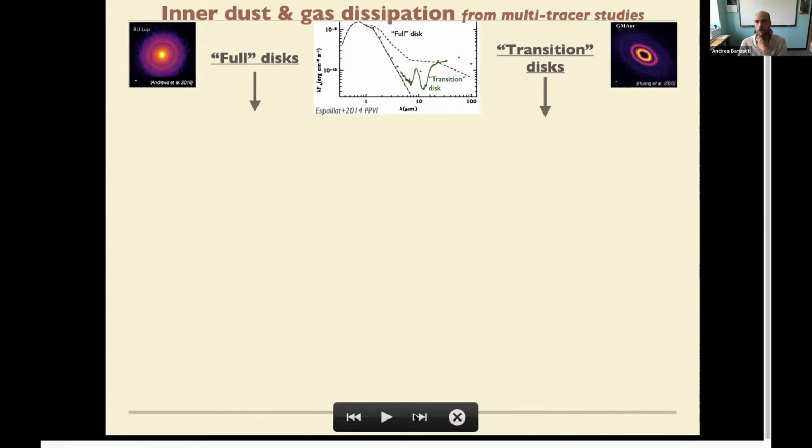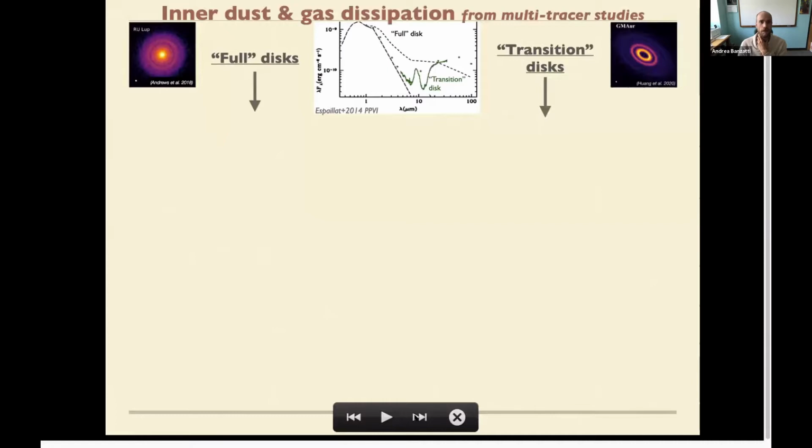And I want to briefly show what we are learning from high resolution spectroscopy about the difference between a full, quote unquote, disk that ALMA now shows us to be carved with structures, and the transition disk.